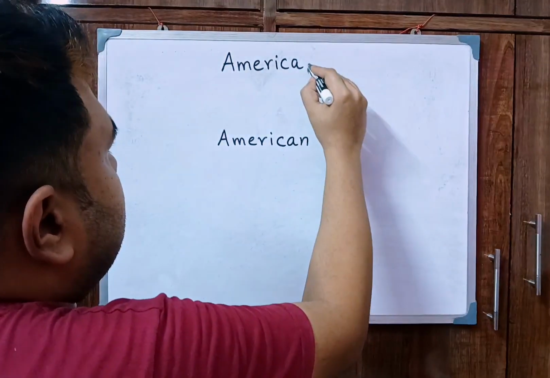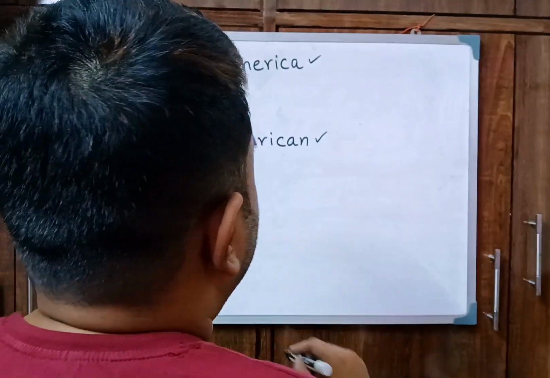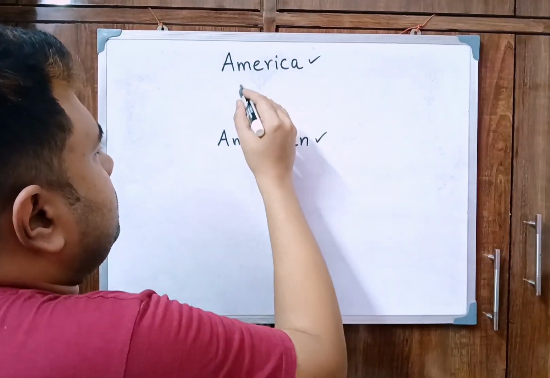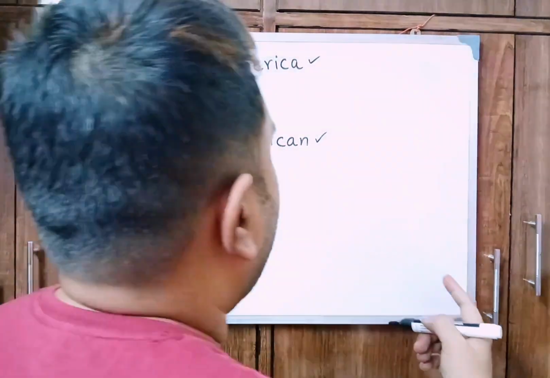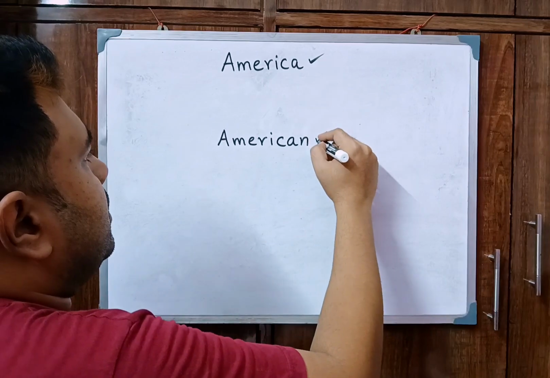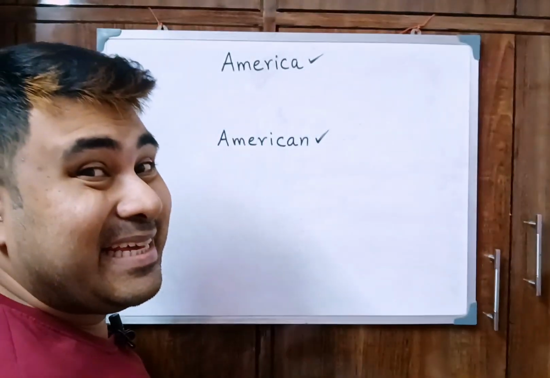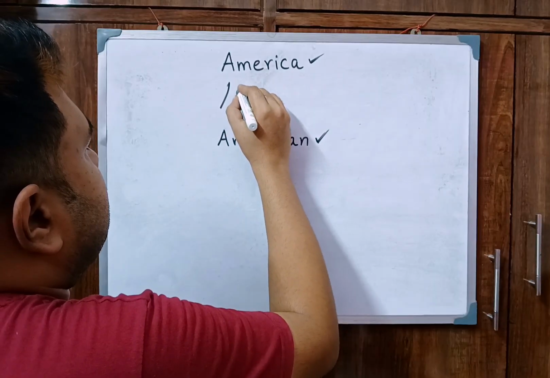So the first word is America, and the next word is American. Now, if I were to write these two words, America and American, phonetically, then how would it look? It would look something like this.